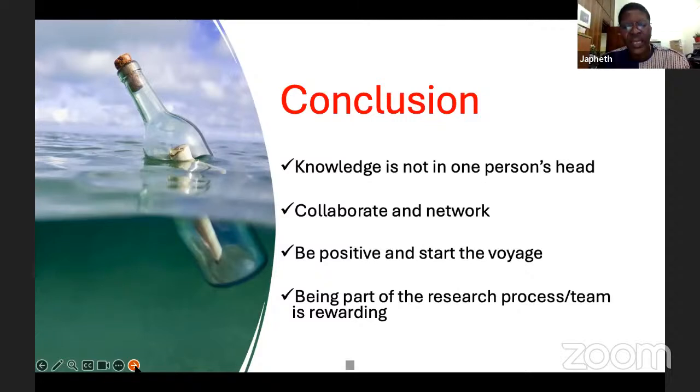And I said this earlier, that being part of the research process or team is very rewarding in several ways. By this, if you are part of the research team, there are many benefits. Some are tangible, some are not tangible. Some are financial, some are not, and the rest. But so far as you are in the research process or team, and you are playing your part very well, some of these rewards will definitely come to you.